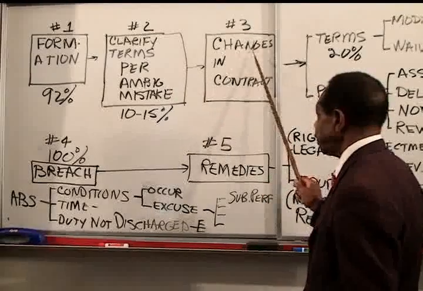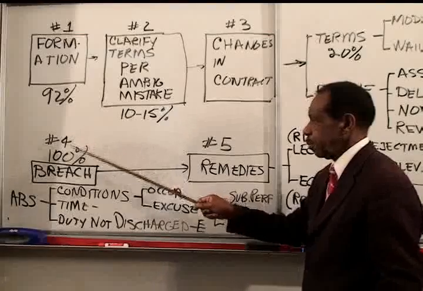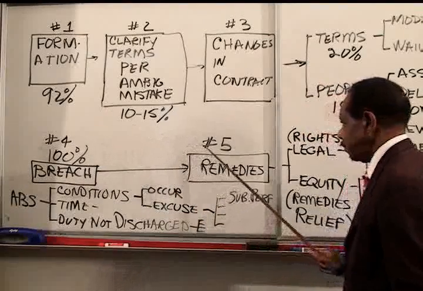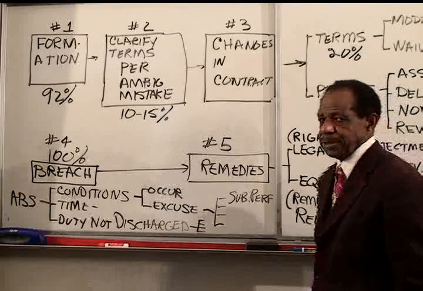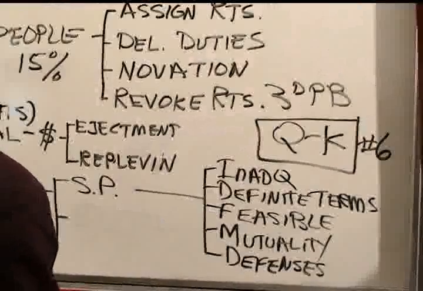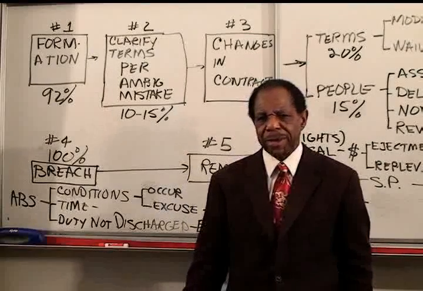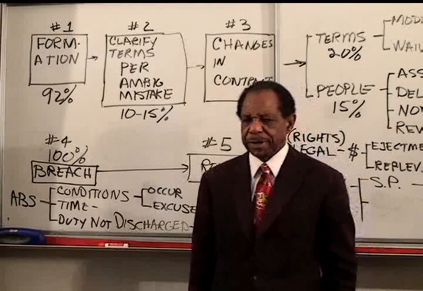Part 3, changes in the contract. Part 4, was there breach of contract? Part 5, the remedies that you can get for breach. And Part 6 is quasi-contract. And again, Part 6 is when you don't have a contract, or you had one, but it came to an end before the contract was completed.